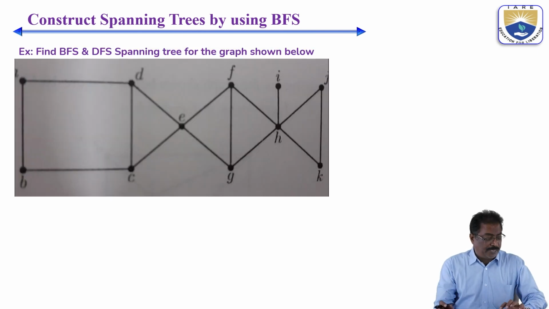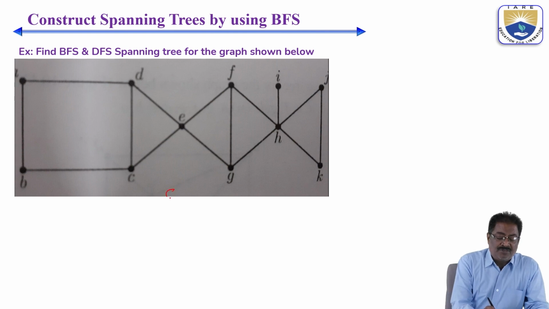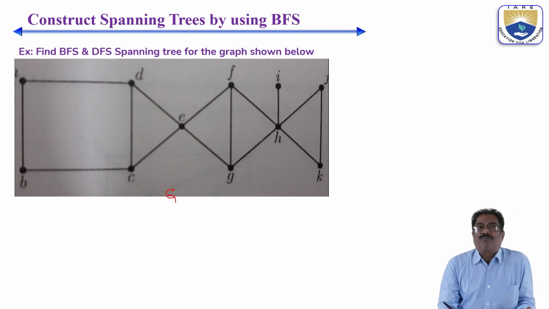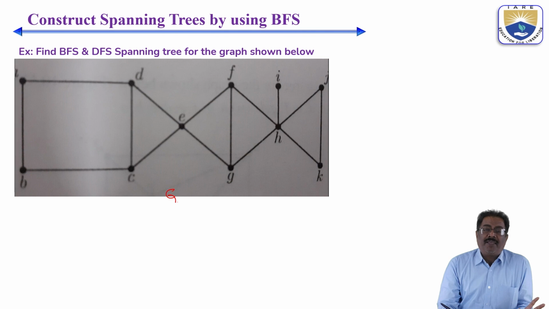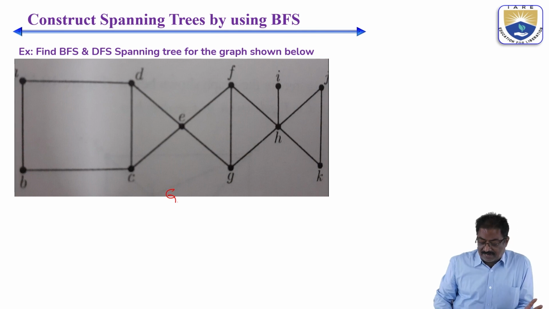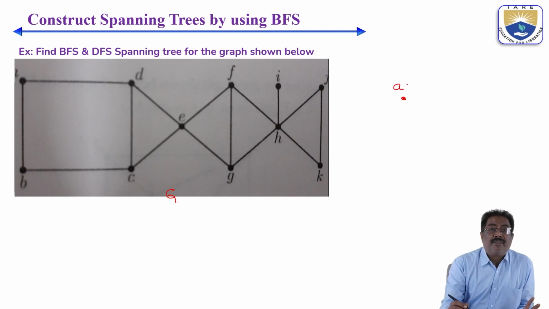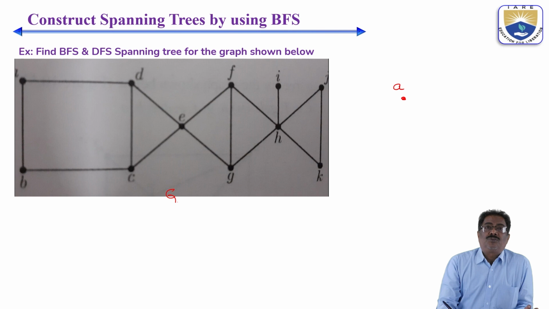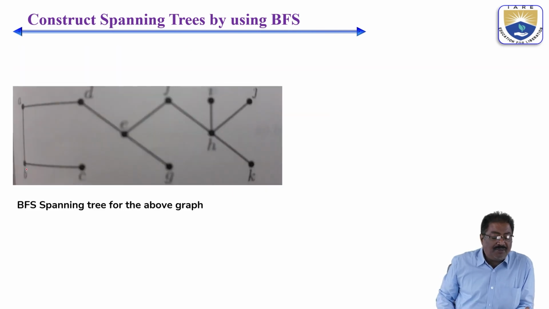Now let us take one example for this. This is the graph. For this graph, we are going to find a DFS spanning tree and a BFS spanning tree. From this, let us go for any one starting vertex. Let us go for the vertex A. Now from this, first we are going to proceed with the DFS.